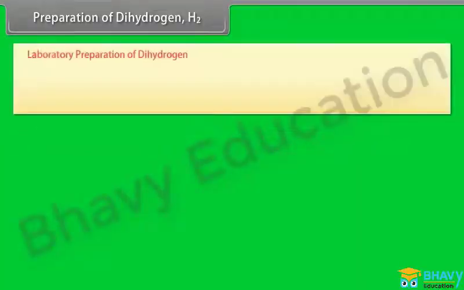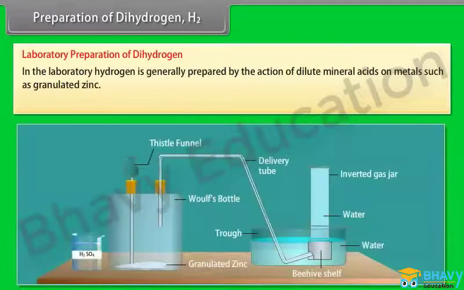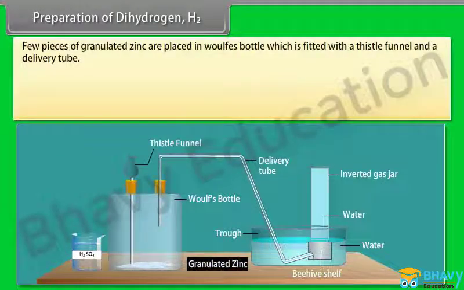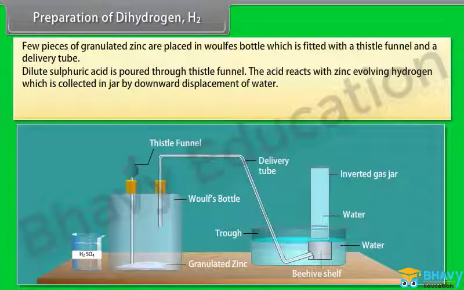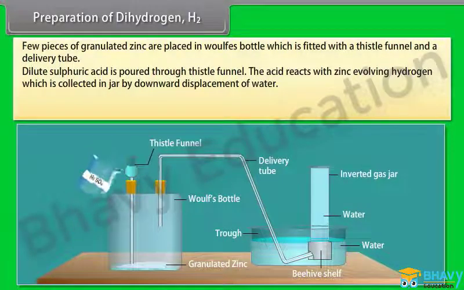Preparation of dihydrogen, H2. Laboratory preparation of dihydrogen. In the laboratory, hydrogen is generally prepared by the action of dilute mineral acids on metals such as granulated zinc. A few pieces of granulated zinc are placed in a valve bottle which is fitted with a thistle funnel and a delivery tube. Dilute sulfuric acid is poured through the thistle funnel.